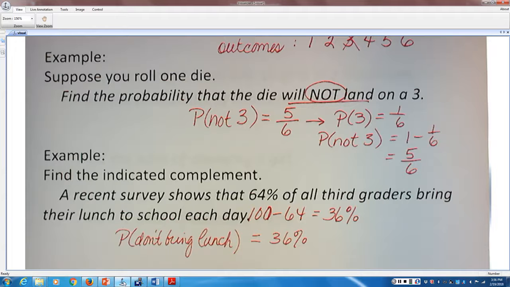Don't overthink this. I've had people ask me, well, what if they didn't bring their lunch, but they bought lunch at the vending machine? Doesn't matter, they didn't bring their lunch. That's the only thing you can say for sure: 36% of them don't bring their lunch. You don't know what they do for lunch. They just didn't bring it.